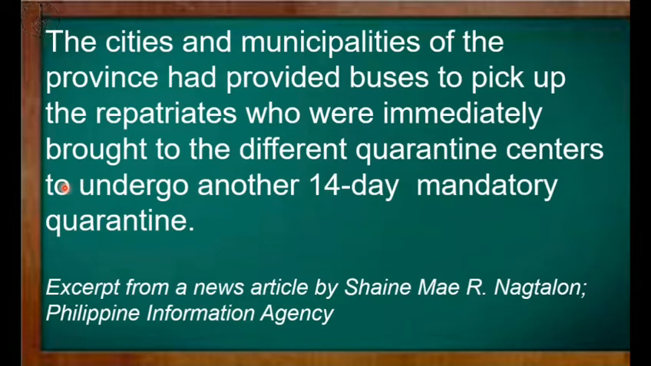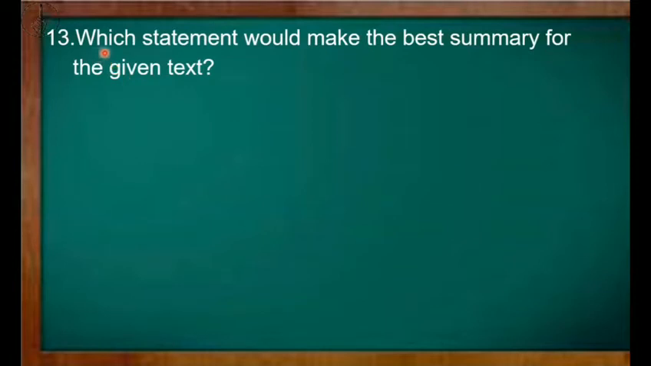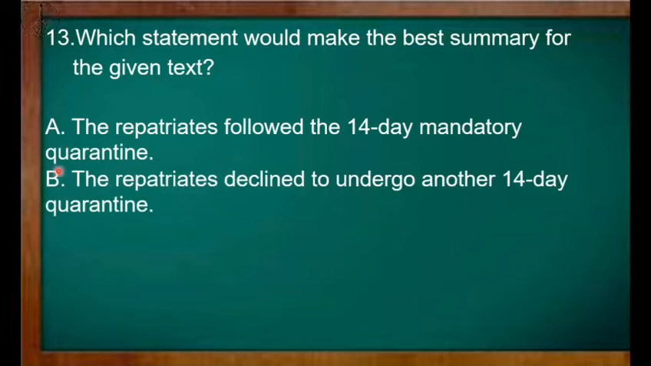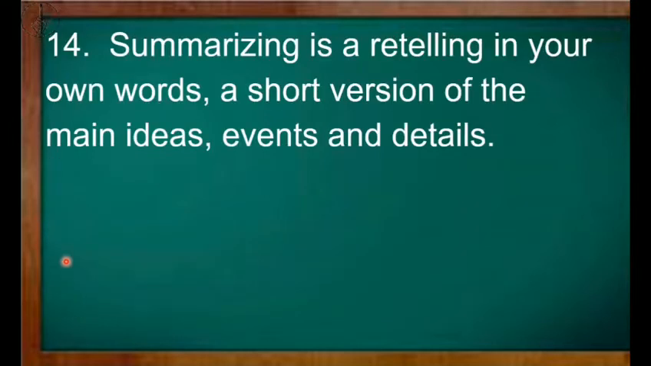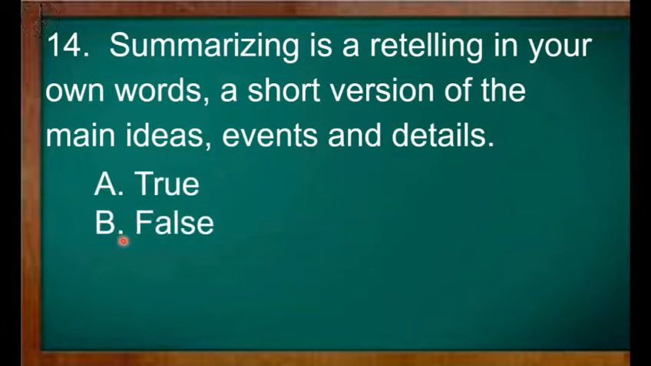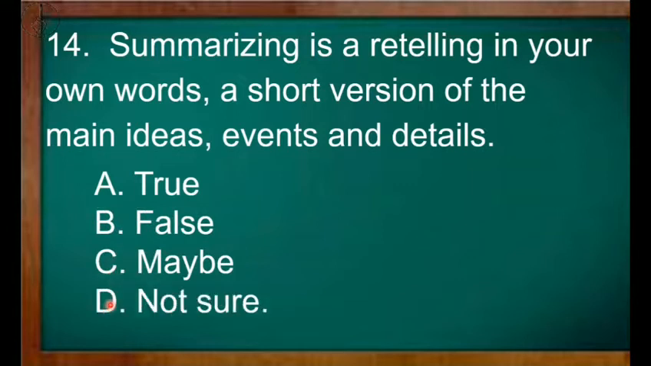Number 13. Okay, read this again in your module and then answer the question that follows. Which statements would make the best summary for the given text? Option A, option B, option C, and option D. The correct answer is option D. Number 14. Summarizing is a retelling in your own words, a short version of the main ideas, events, and details. A, true, B, false, C, maybe, D, not sure. The correct answer is true, letter A.